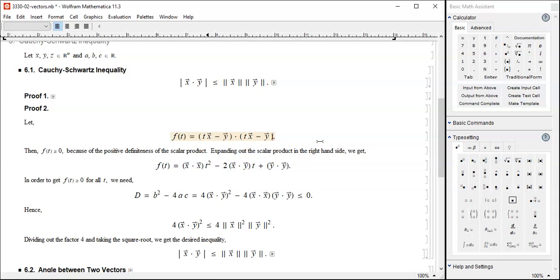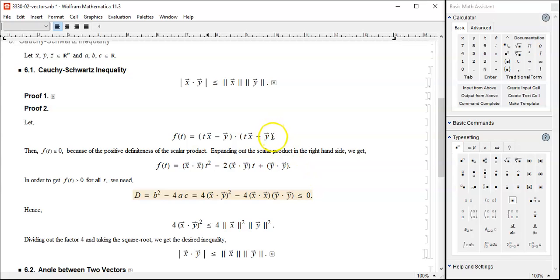F of t as t vector x minus vector y dot t vector x minus vector y. Basically this is the dot product of itself, so this is always greater than or equal to 0. Now, a quadratic expression always greater than or equal to 0 means we should not have any real root, because if it has a 0 then it has a root. So b squared minus 4ac has to be less than 0. The worst possible case is being equal to 0, so we have equality.